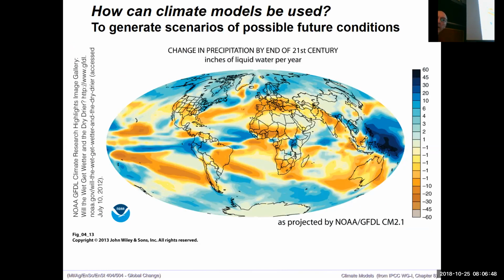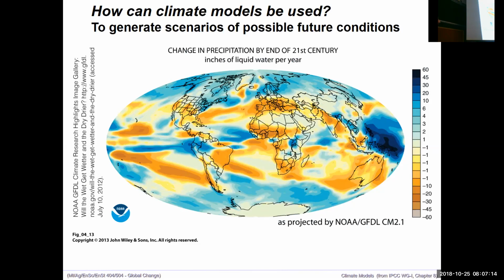Here's another way that climate models can be used. We said that once you're confident that your climate model reconstructs the past in a manner that you're confident in, then you can use it to spin it out into the future. This is kind of using the climate model like a crystal ball.